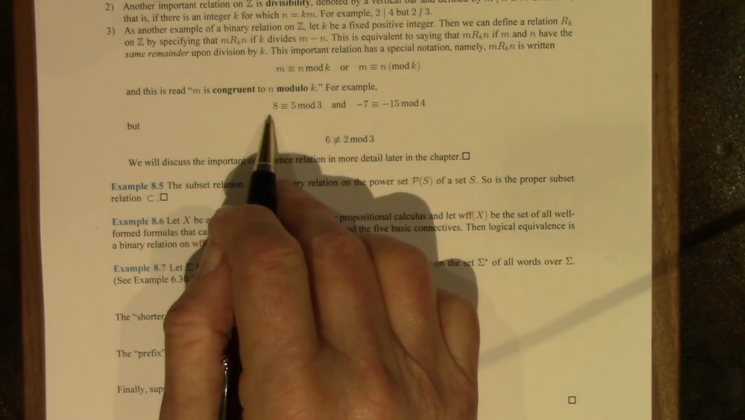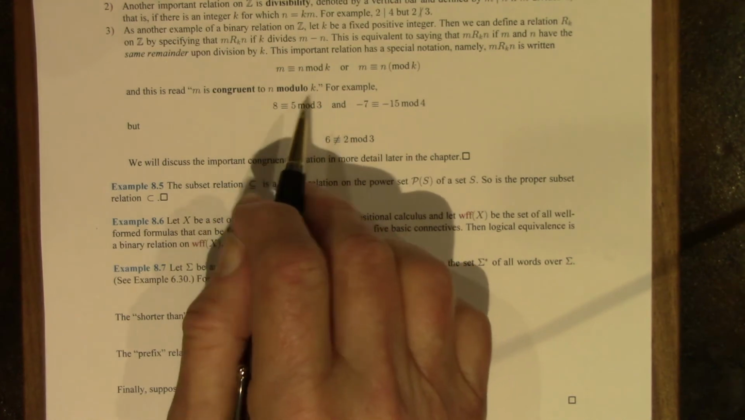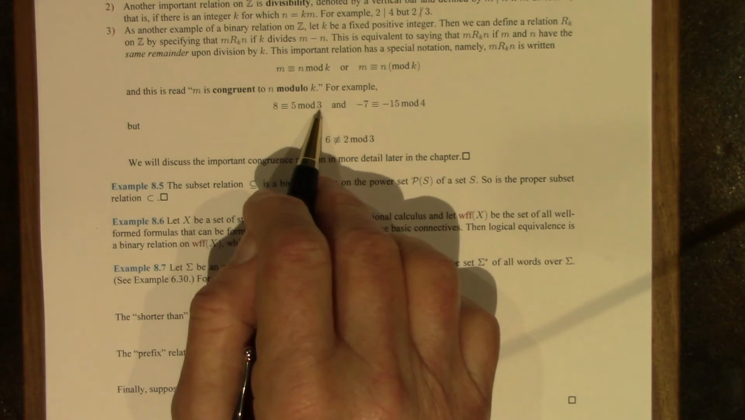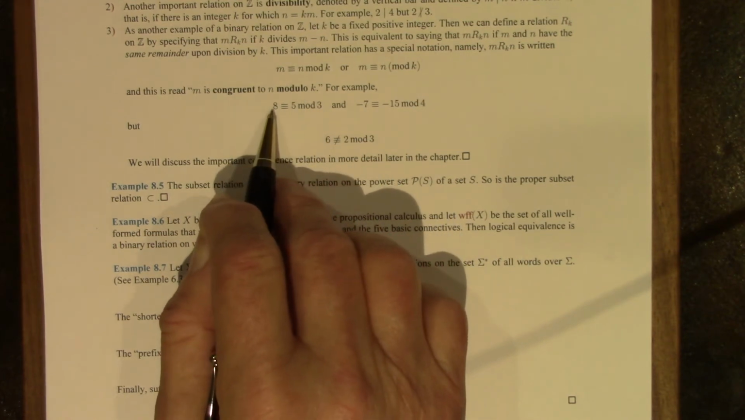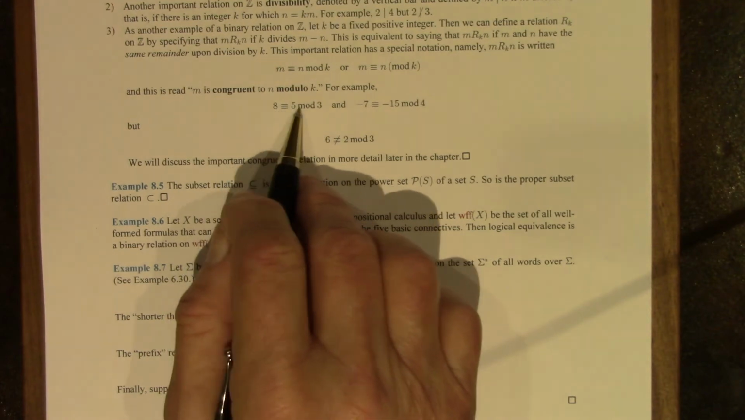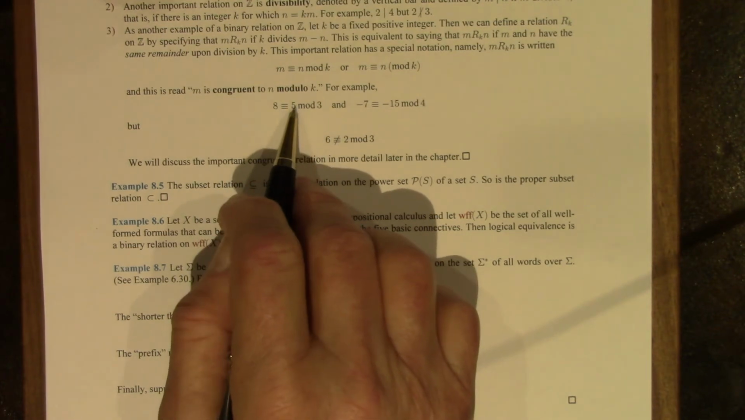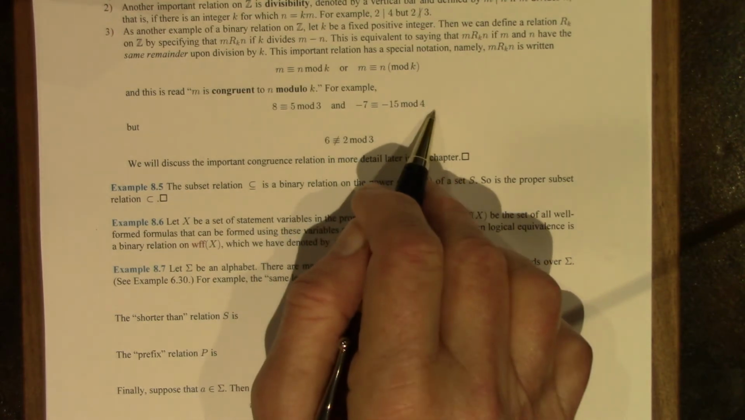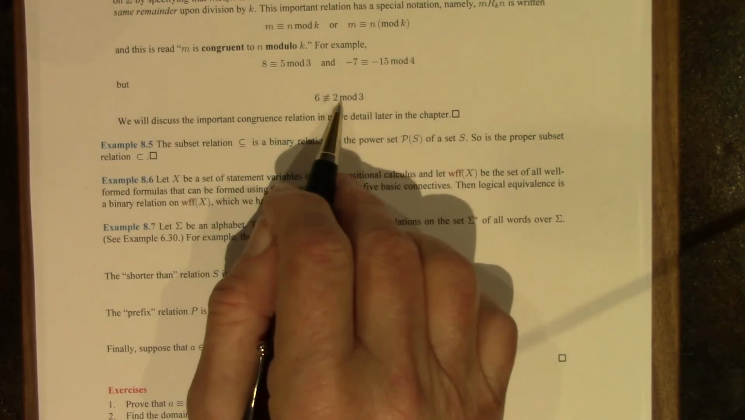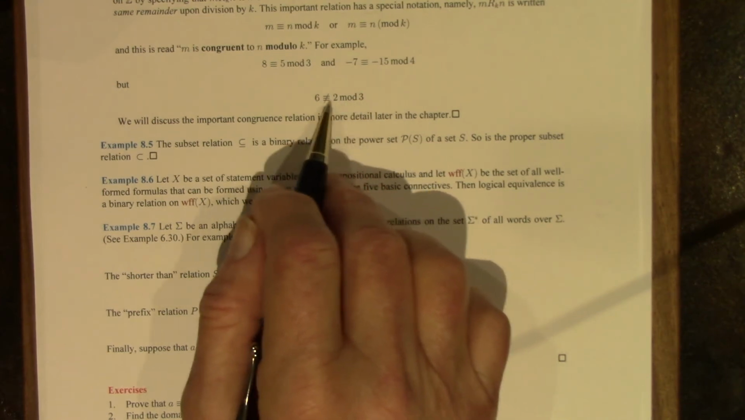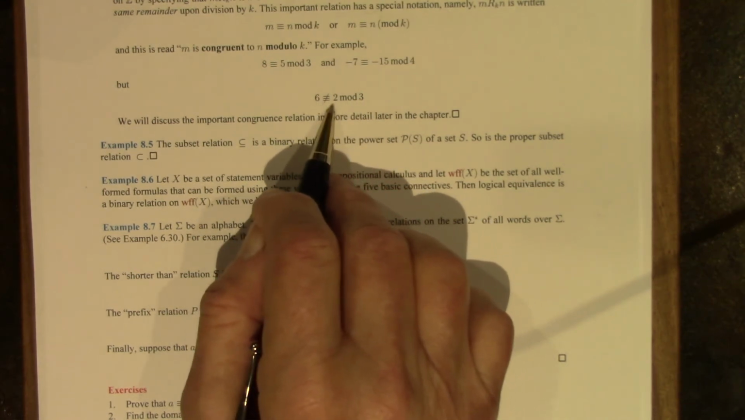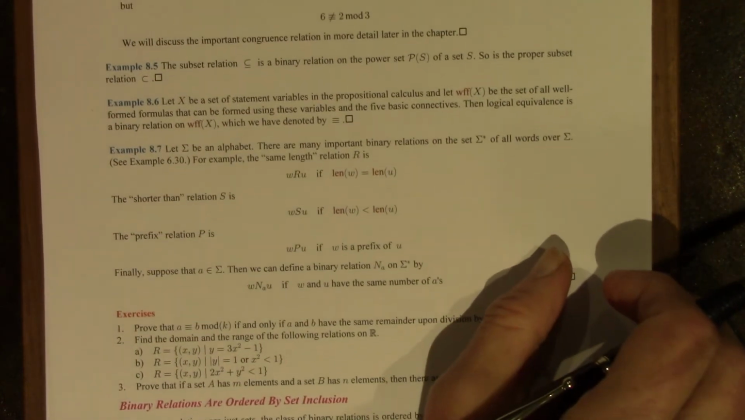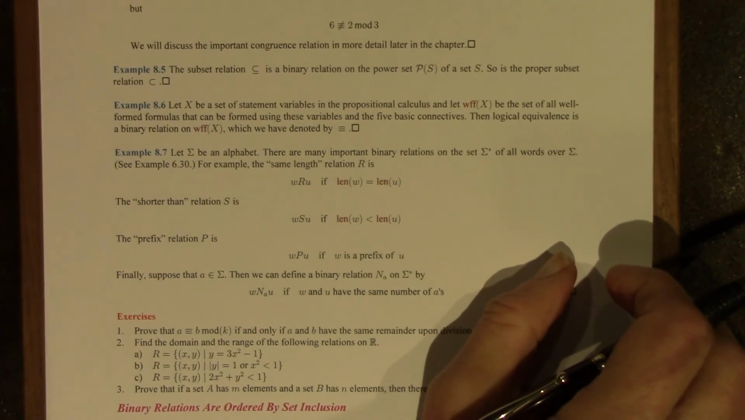So for example, 8 is congruent to 5 mod 3 because the difference, which is 3, is divisible by 3. Or another way to look at it is because the remainder in both cases, when we divide by 3, is 2. Negative 7 is congruent to negative 15 mod 4. But 6 is not congruent to 2 mod 3 because 3 does not divide the difference, which is 4. We'll discuss congruence and see more examples in the sequel.